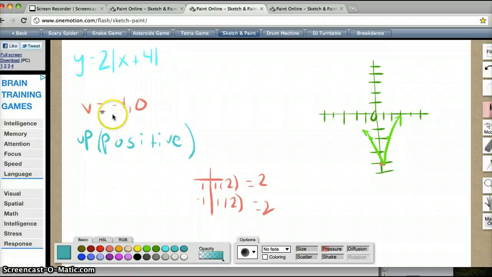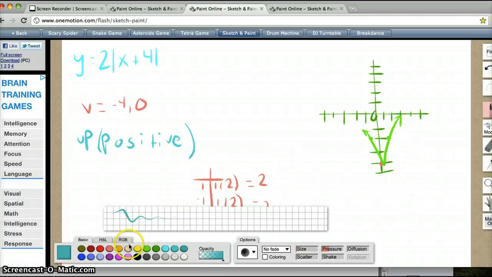Now, our vertex is at (-4, 0). So we don't have our k over here, so it's just 0. And then the opposite of h is a negative 4. So negative 4, 0. So I plugged in 0 and negative 4. That's where my vertex is. Now, we've got a 2 for our multiplier. Our multiplier is positive, so we know our graph is going to go up.